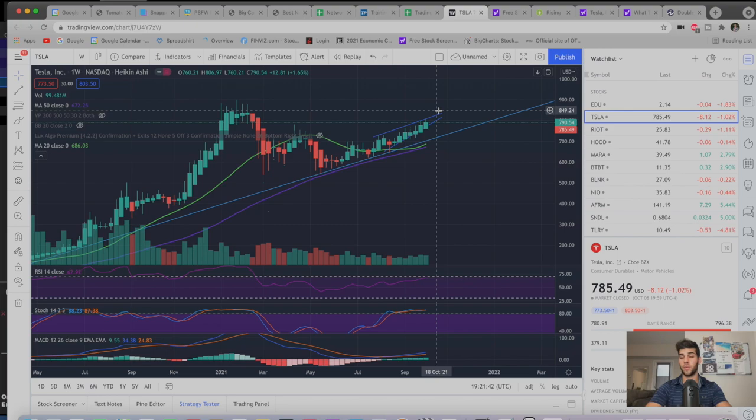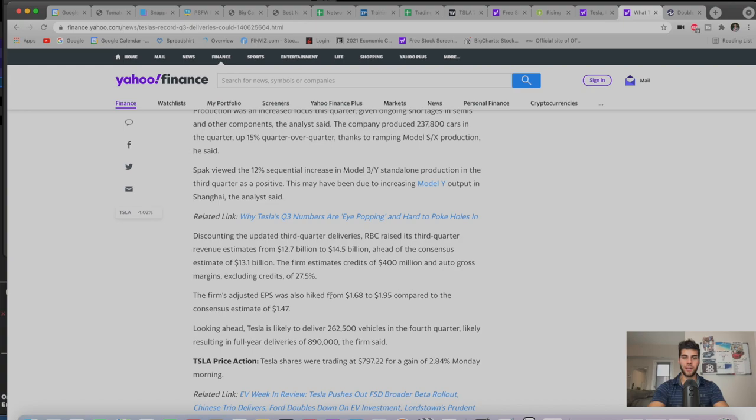In my eyes, that's what I'm most confident about, potentially pushing towards the 900 in the next 1 to 2 months. But in my eyes, the higher probability is definitely seeing that 850 level. Joseph Spak is one of those who revised his estimate EPS from $1.68 to $1.95 compared to the consensus of $1.47. And he now expects Tesla to deliver 262,000 in the fourth quarter, raising full year deliveries to 890,000.